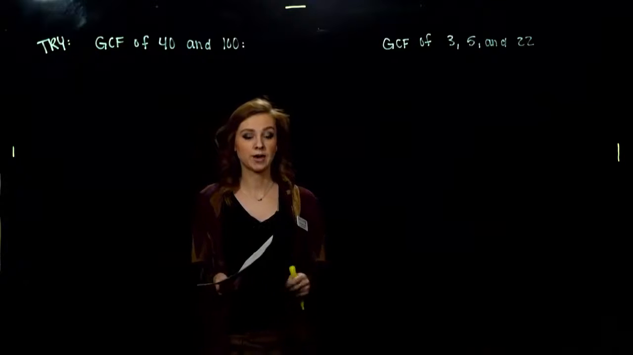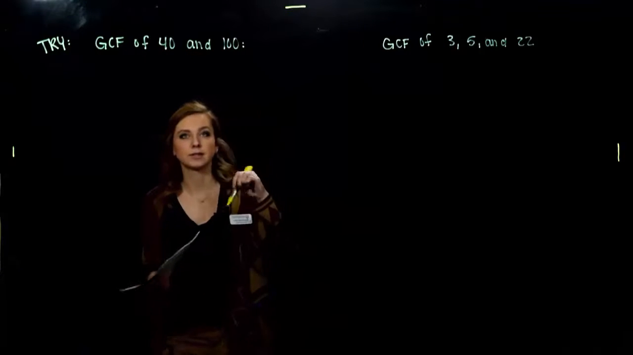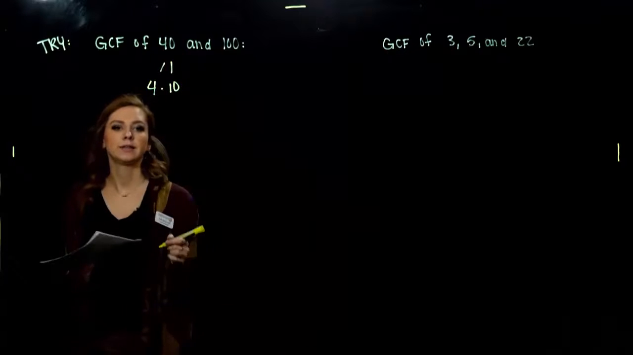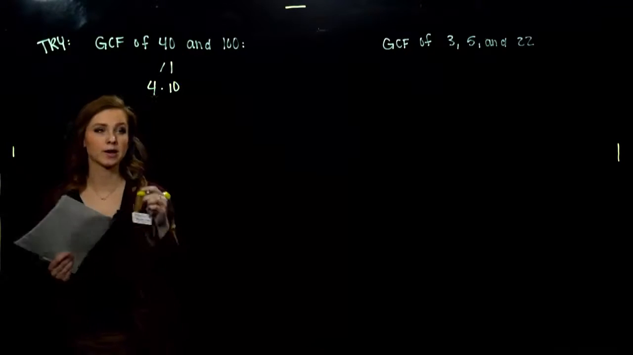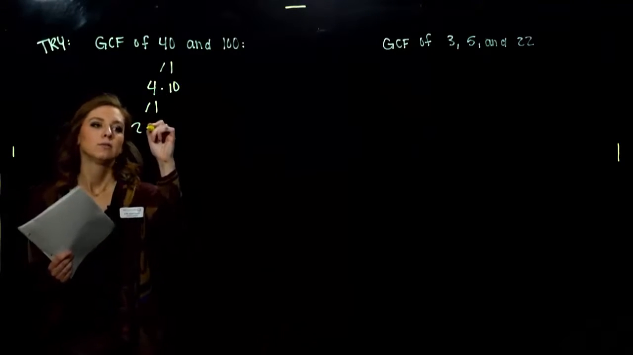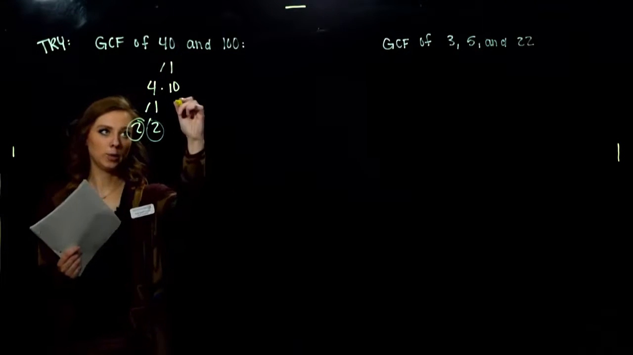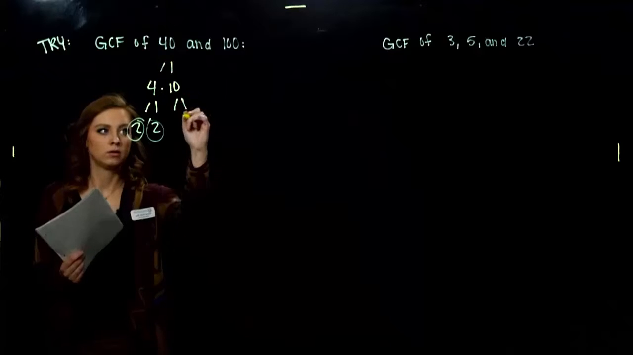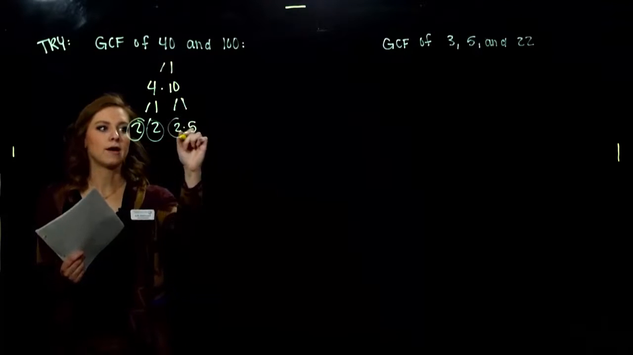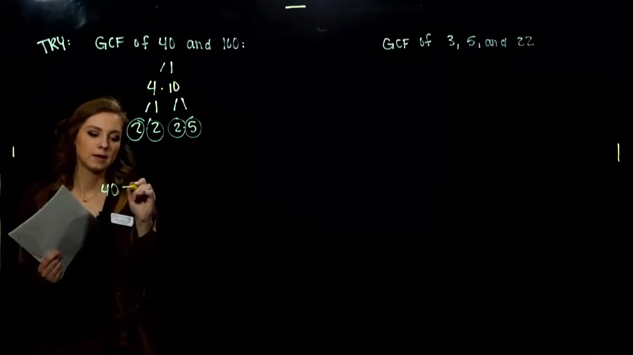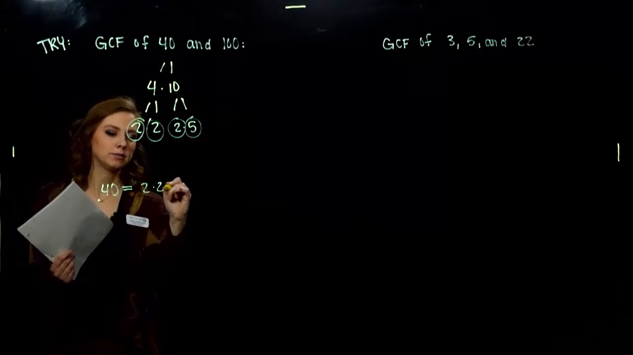So, how did you break down 40? How did you start it off? Lots of different options. I'm going to say 4 and 10. I like those. Neither which are prime, so we got to keep breaking it down. 4 and 2 and 2, those are prime. 10 breaks into what? 2 and 5, both of those are prime. So I've got 40. I've got its prime factorization.